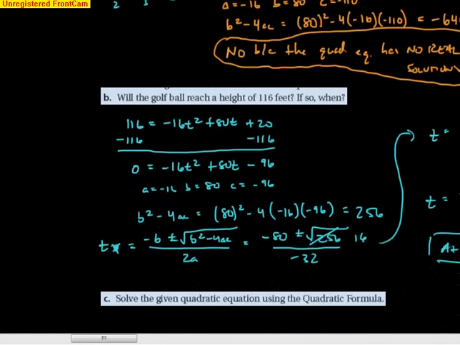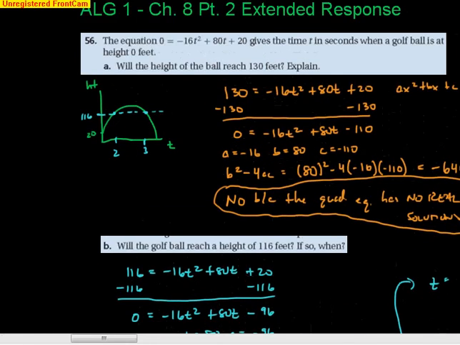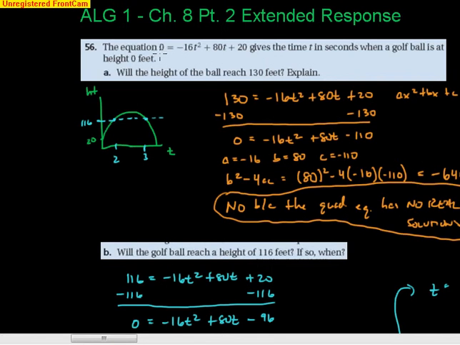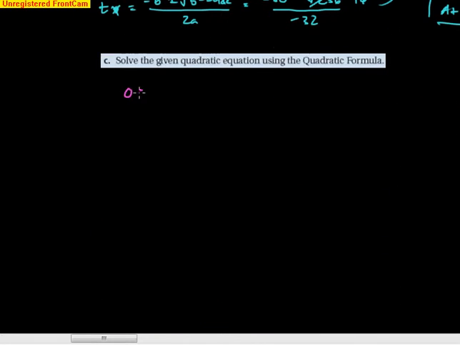Alright, cool. Now, part C says, let's just solve the given quadratic equation using the quadratic formula. So now we're going to take the original one, where it has 0, and we're going to find when the golf ball hits the ground. In this problem, we're going to be finding this point, the 0, the x-intercept, when the ball touches the ground again. So I'm going to recopy the problem down here. So I think it was 0 equals negative 16t squared plus 80t plus 20. And it says use the quadratic formula.